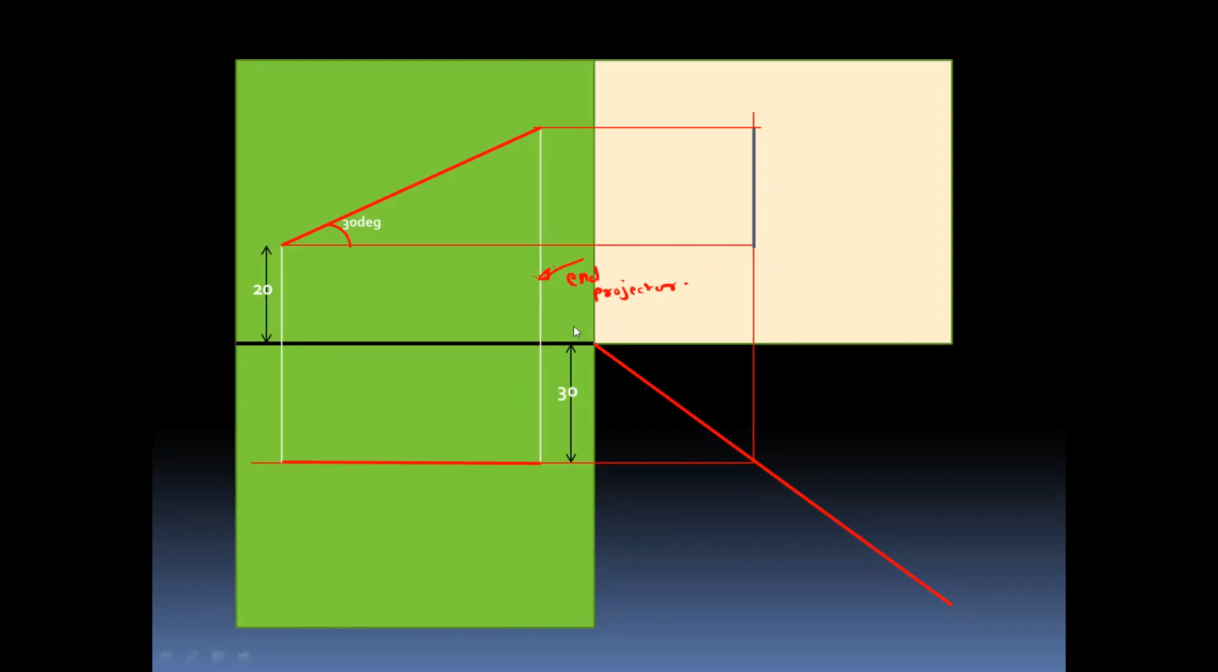Once you have the front view and top view, you can directly draw the side view without observing the actual three-dimensional object. We just have to take the projection lines as a reference. After that, you can write here front view, top view, and you can give the dimensions.